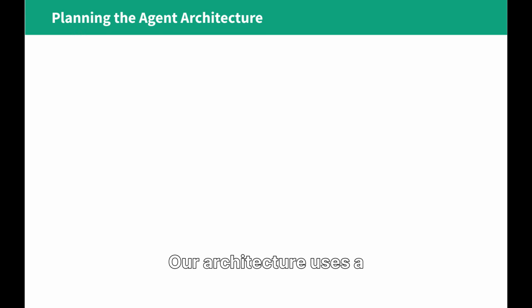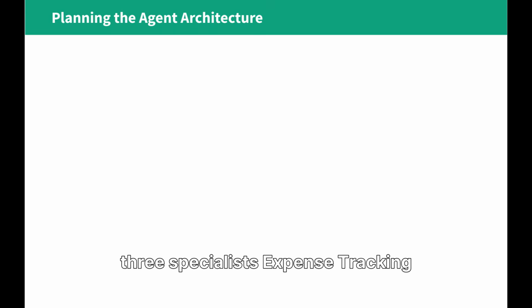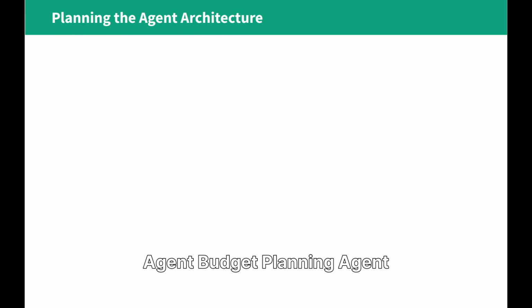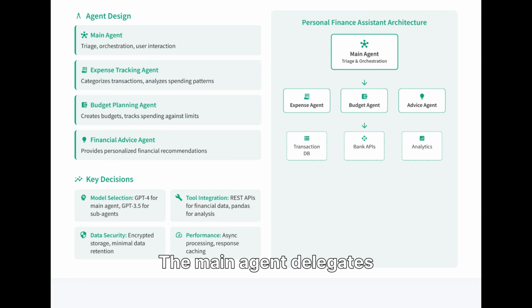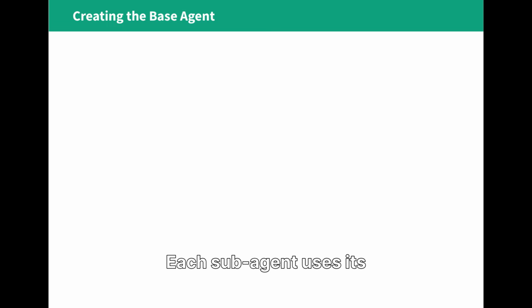Our architecture uses a main agent that orchestrates three specialists: expense tracking agent, budget planning agent, and financial advice agent. The main agent delegates tasks intelligently, like a project manager routing requests to domain experts. Each subagent uses its own tools and logic, but shares the same context.